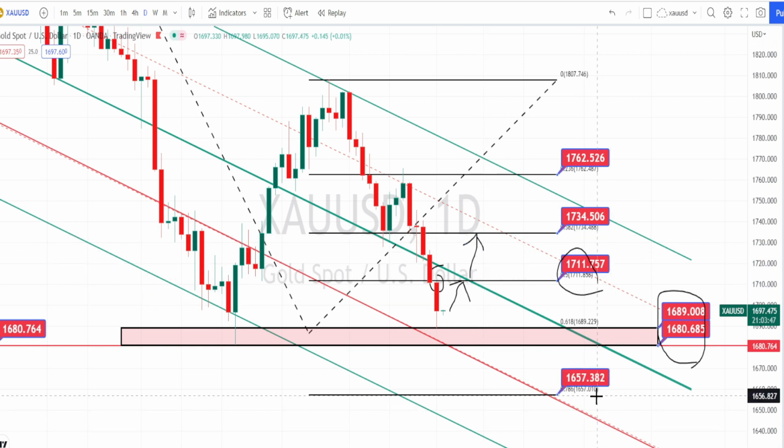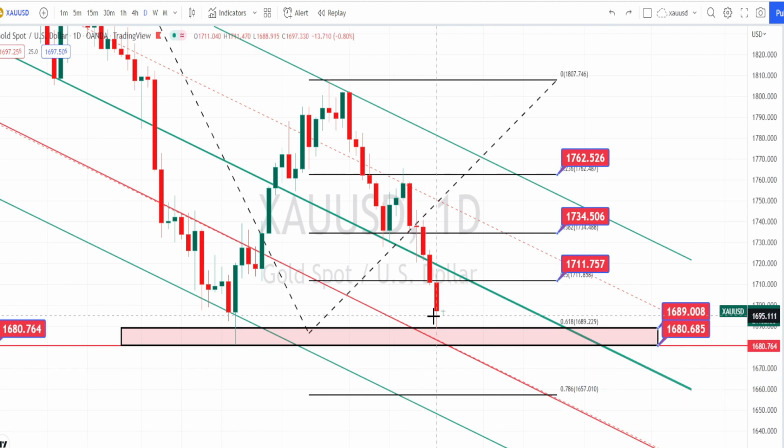And on the bearish side, if the price action breaks this support zone, we can expect it to take support at the support level of 1657. So in daily time frame, since the price action has bounced back from the strong support zone, we can expect little bit of retracement for today. And only when the price action breaks this resistance line, it will be the continuation of the bullish side retracement.